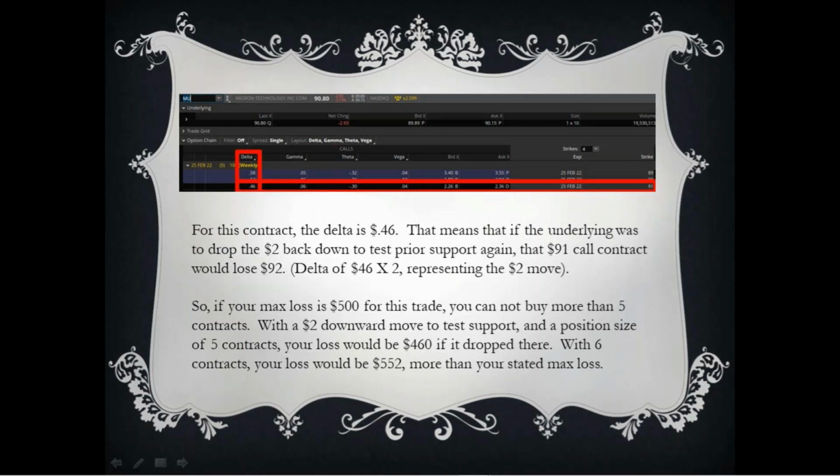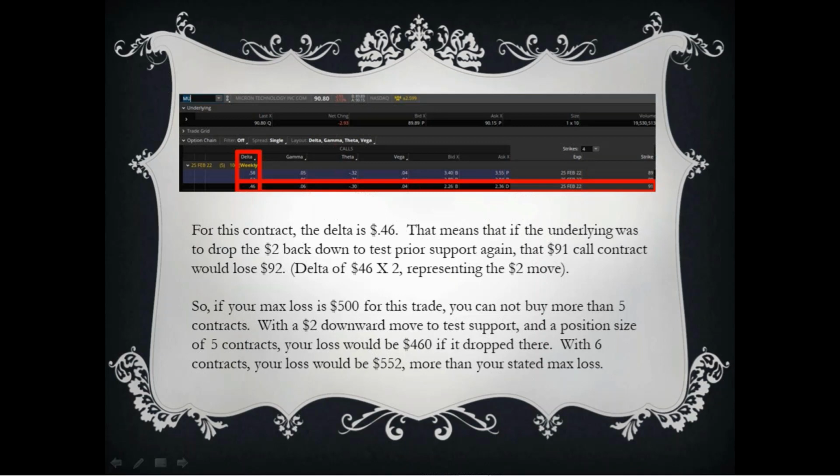So delta is the amount the contract will move for a $1 move in the underlying. We're saying MU opens at 91. It can potentially move down to $89 of support. That's a $2 move. Take your delta of 46, times that by 2. This contract, if you have a single contract, will drop $92 if MU opens at 91 and drops to 89 to test that support. So if your max loss is $500, you can't buy more than 5 contracts.